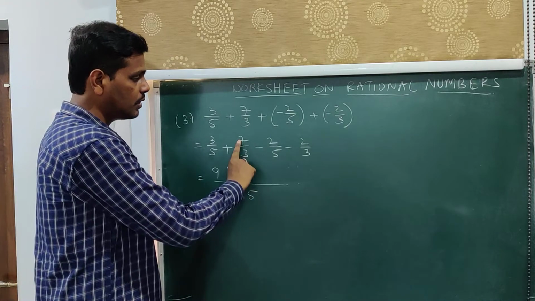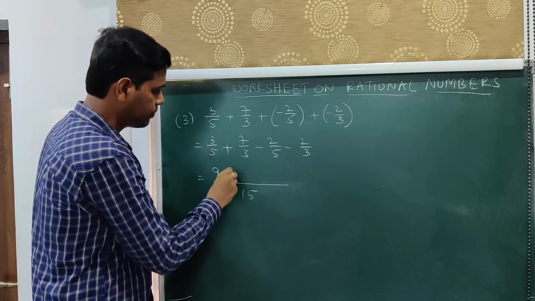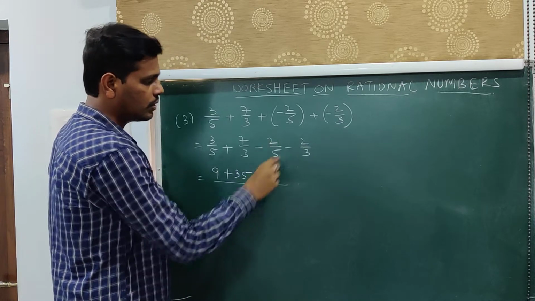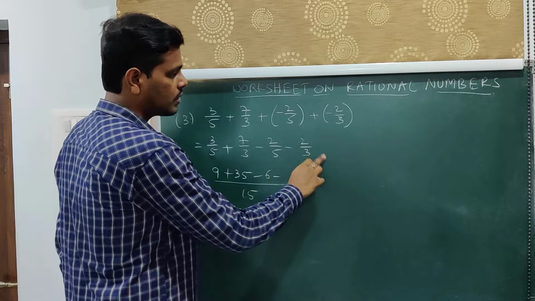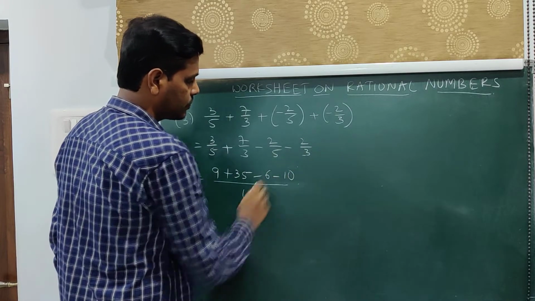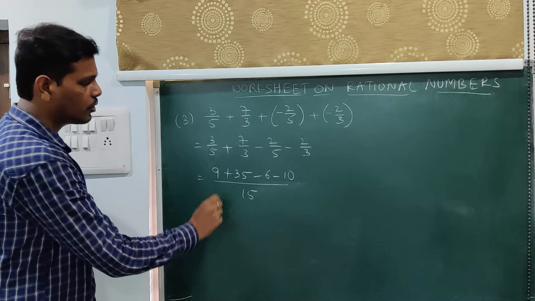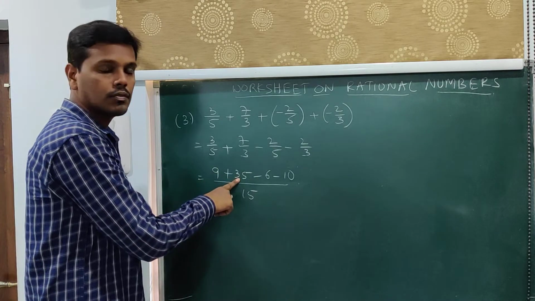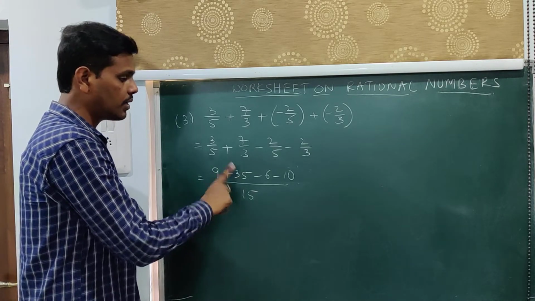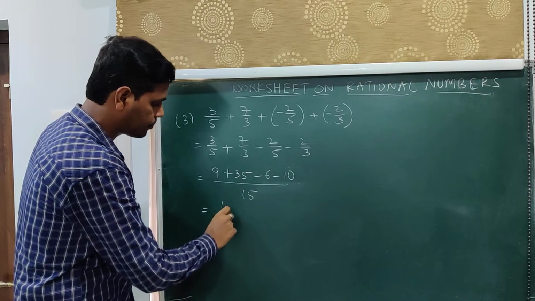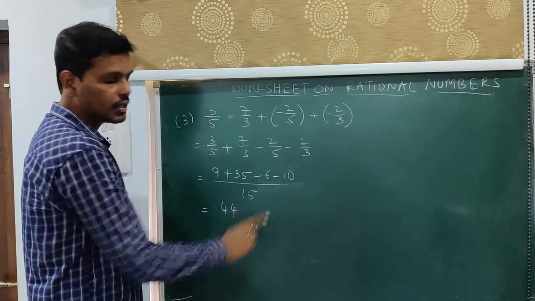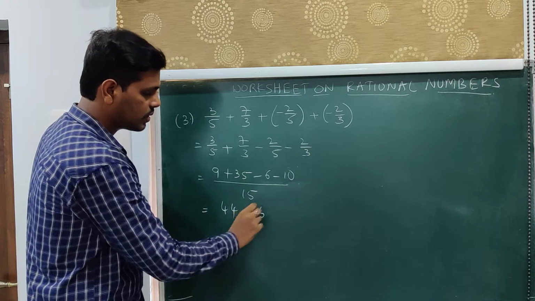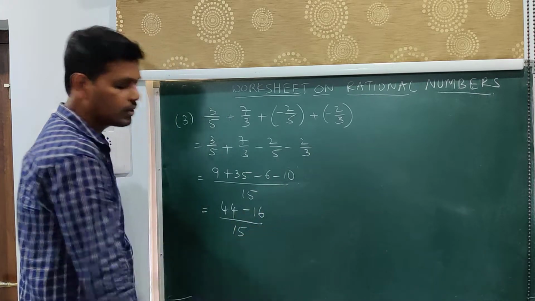So 3 5s are 15, 7 5s are 35. Minus, 5 3s are 15, 2 3s are 6. 3 5s are 15, 2 5s are 10. So this is the case. Now whenever you have same signs, you will add, different signs you will subtract. Now these two numbers are of same signs, you will add them. 9 plus 35 gives you 44. Again these are of same signs, add them, so you will get 16. And the biggest number is 44, sign is minus.